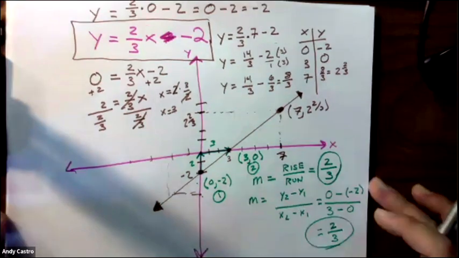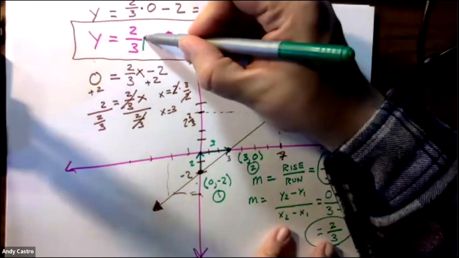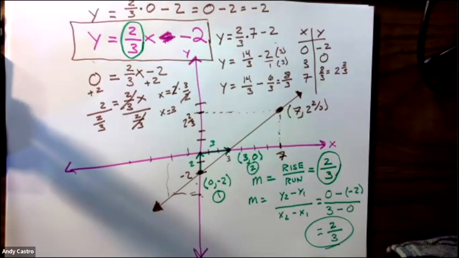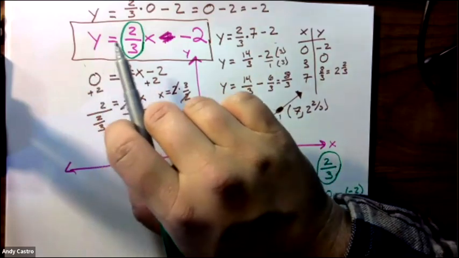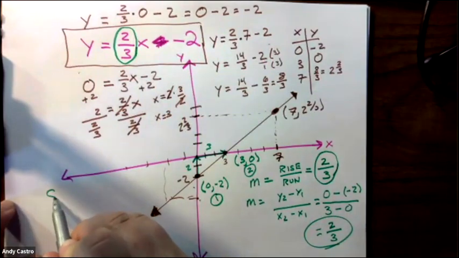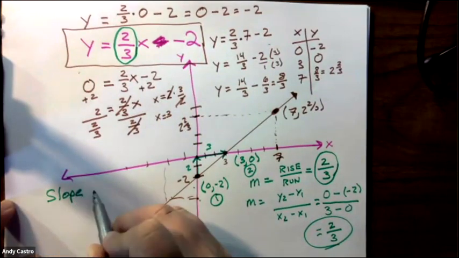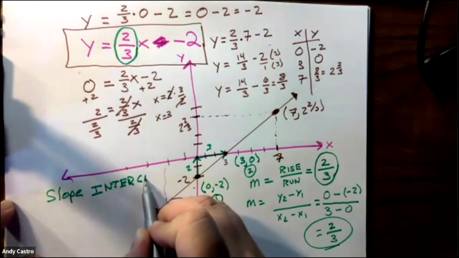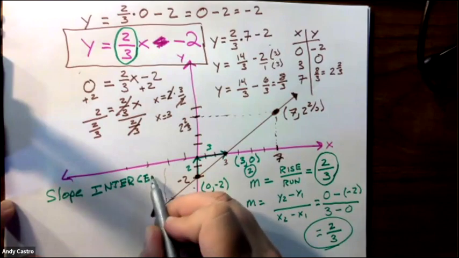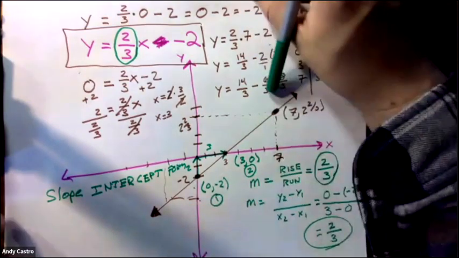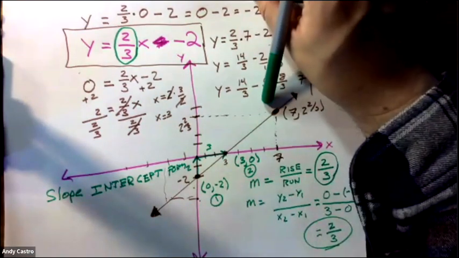Now you'll notice in our original equation, we see a 2/3 right here. And that's not just a coincidence. That is because the form of this line is called slope intercept. This is something you'll need to write down. Slope intercept form. All right, slope intercept form.